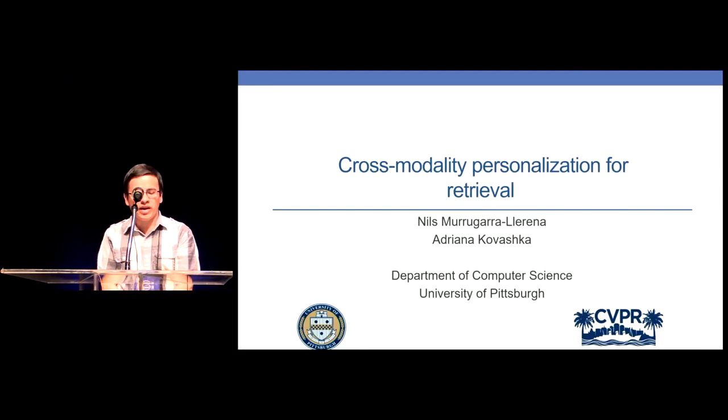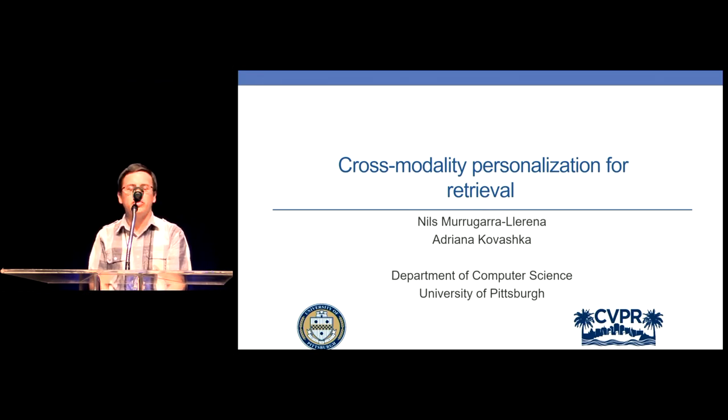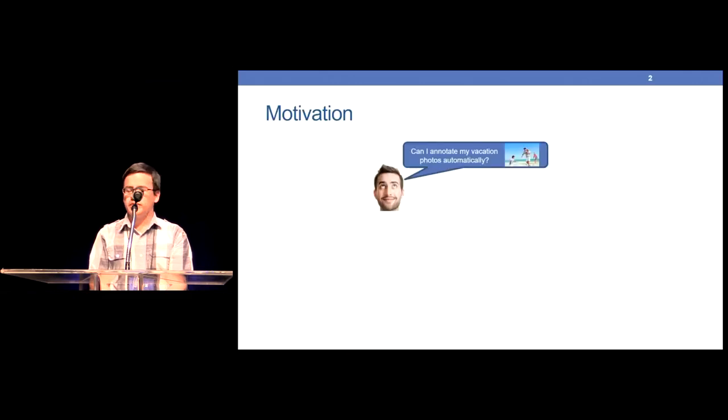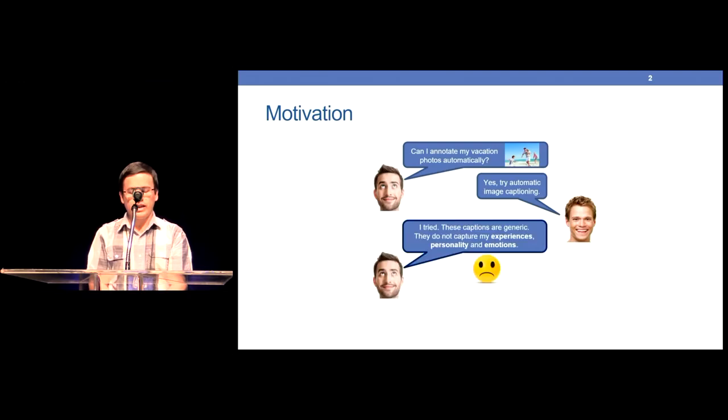Good afternoon, everybody. My name is Nils Murrugarra, and I will present our work on cross-modality personalization for retrieval. This is joint work with Professor Adriana Kovashka from the University of Pittsburgh. Consider the following application. You have taken many pictures on a recent vacation, and you want to create a blog post automatically, which includes captions for each of the pictures. A friend suggests that you use automatic image captioning tools. You try them, but you find that the annotations you retrieve are rather generic. They don't capture your personal experience and emotions.